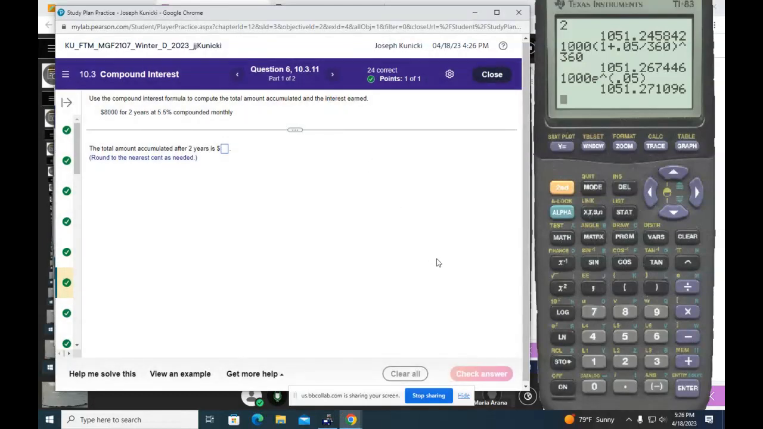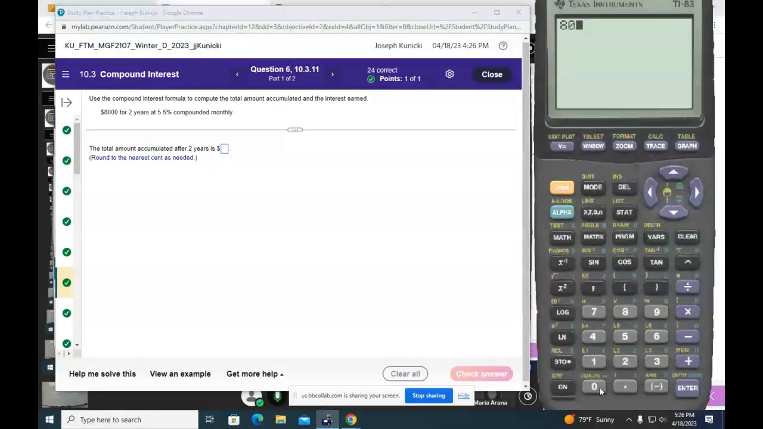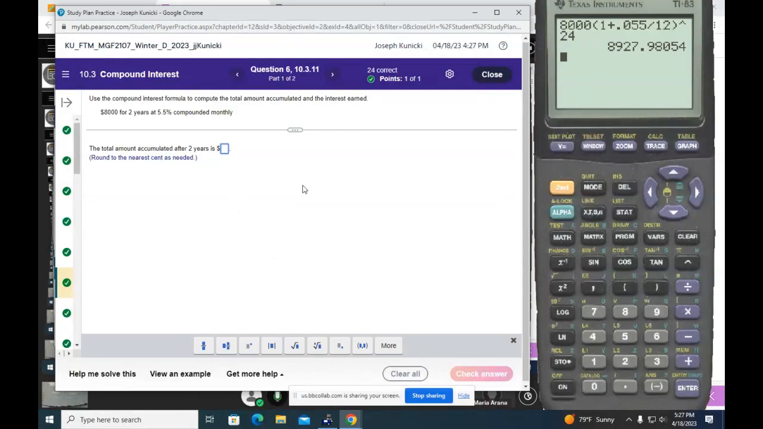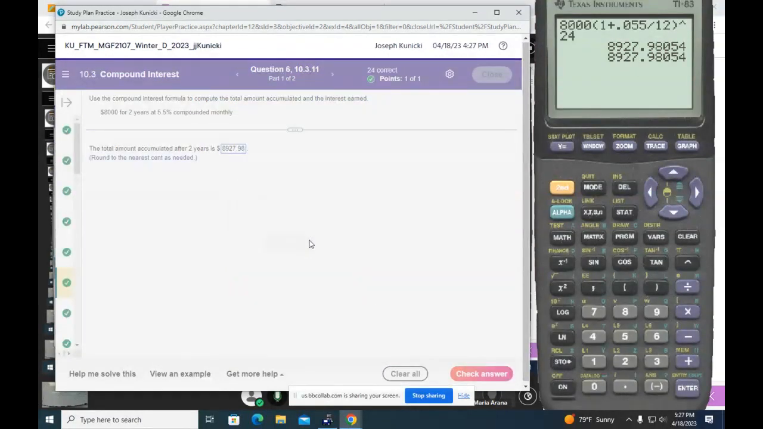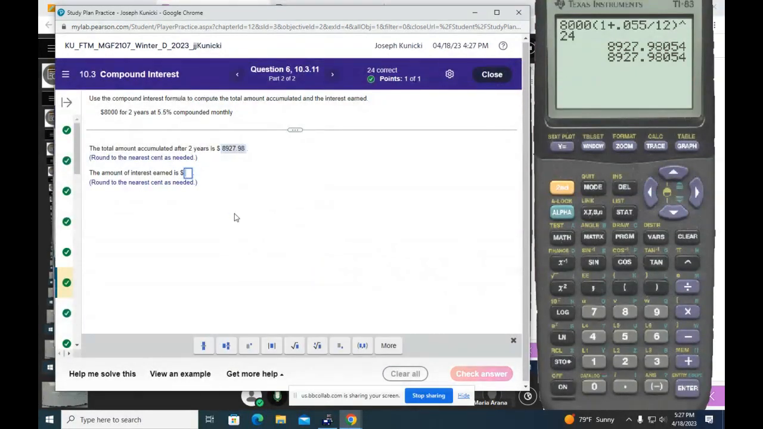Number 11. 8,000, 2 years, 5.5% compounded monthly. So 8,000, parentheses, 1 plus r over n. That's always going to be part of the formula, r over n. And it's monthly, so it's 12. And then the caret, 2 years, so it's caret 24, 2 times 12. Is that okay if I just do that? Okay, so $8,927.98. So we got $927.98 interest.